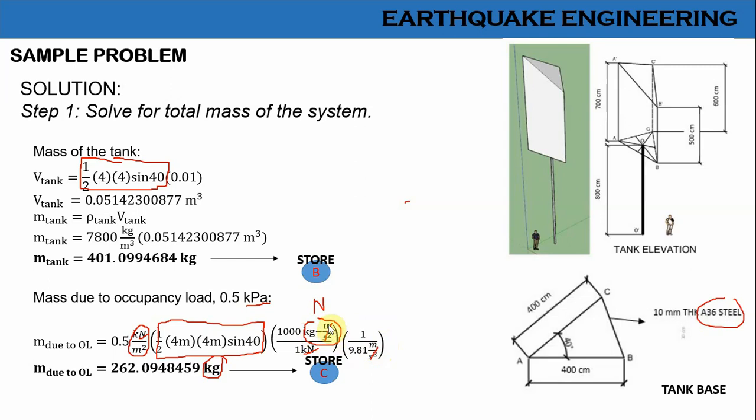The meter per second squared cancels if we divide by the acceleration due to gravity, whose unit is in meter per second squared. So no other units remain, only kilograms, which is the mass due to occupancy load. Performing calculations, we will get 262.0948459 kilograms. Then store it in C in the calculator.